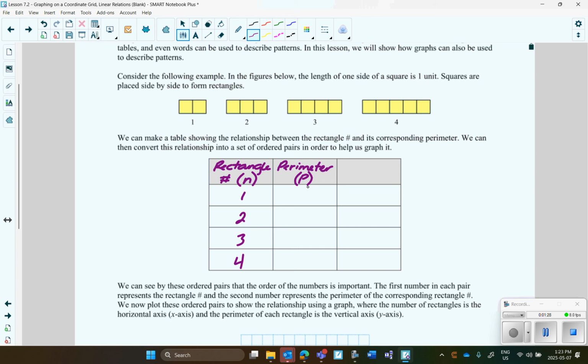Remember what perimeter means. It's the distance around an object. So what's the perimeter if each of these is 1? What's the perimeter of figure 1? 6, right? 1, 2, 3, 4, 5, 6. We don't count the one inside, because remember, perimeter is the distance on the outside. So it's 6.